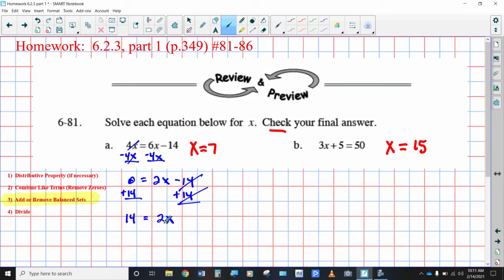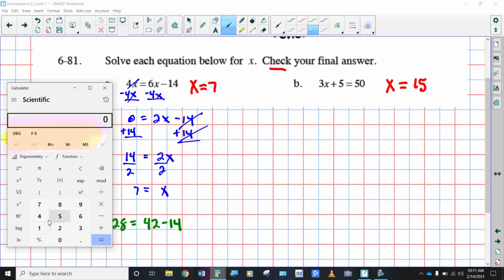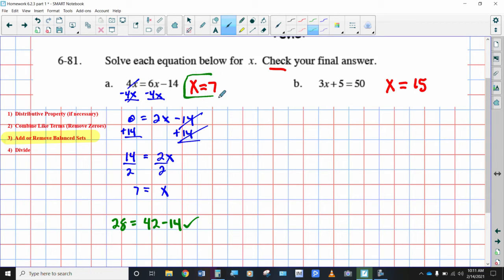And now you ask yourself the question, what do you multiply times 2 to give you 14 for an answer? Well, 14 divided by 2 will tell you what that answer is. That answer is 7. So when we check the solution, 4 times 7, I'll do this kind of mentally, is 28. And 6 times 7 is 42, and 42 minus 14, if that's 28, then we've got the correct solution. 42 minus 14 is equal to 28. We've got the correct solution. We can declare our answer.